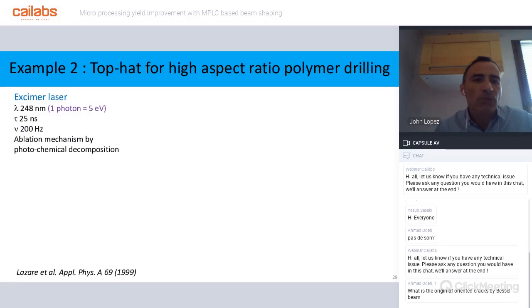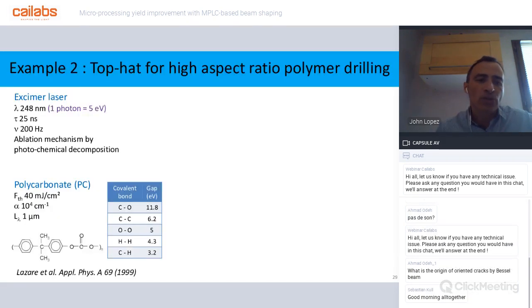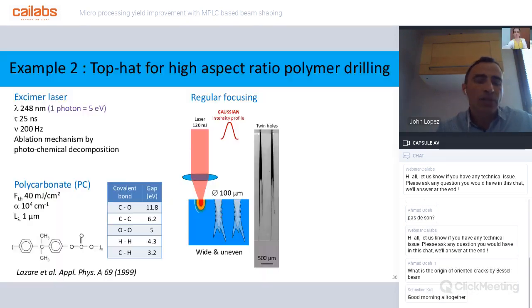The last example, and then I will finish, is high aspect ratio drilling of polymers with an excimer laser. The target is polycarbonate, with regular focusing. With a Gaussian beam, we obtain such a pattern. This is a side view of such a hole. It's black because it's polycarbonate, and we can't control the geometry.